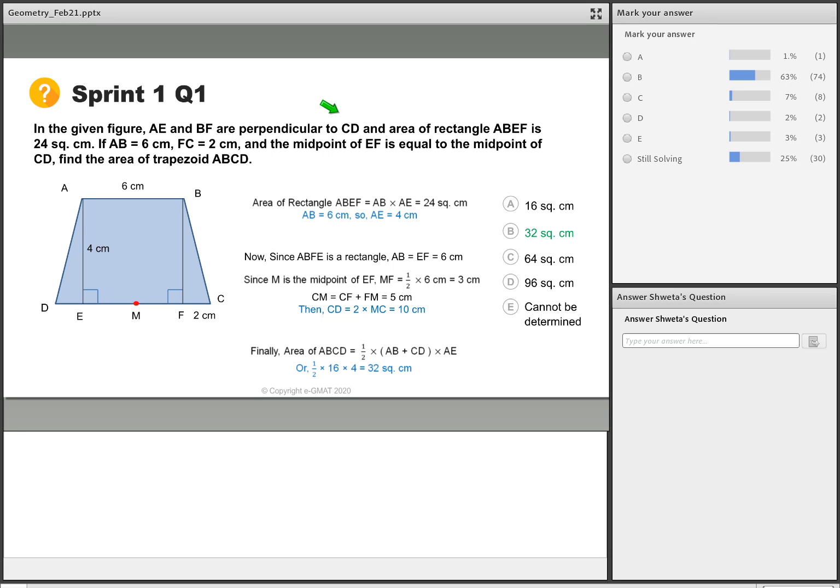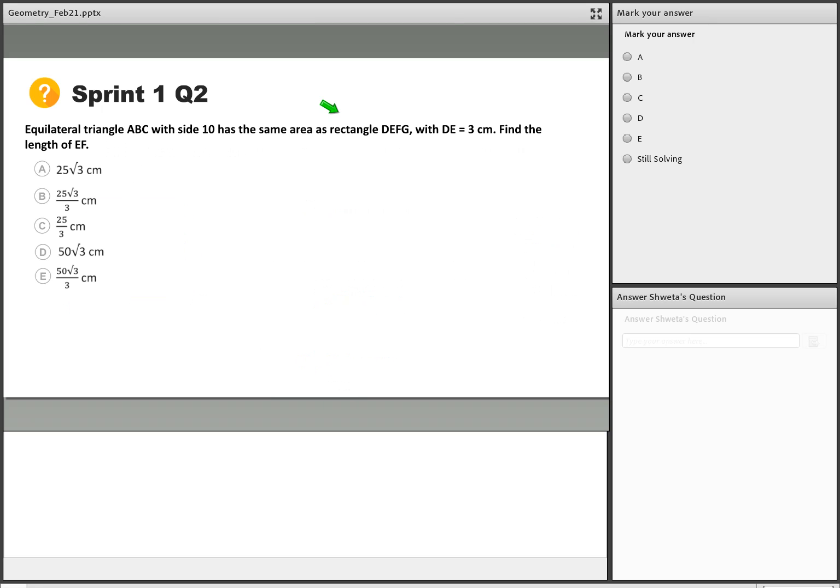So in my case here, in this particular question, we are already at 32. Before I show you the next question, again, you know the rules. I am going to clear the answers and open the poll for you so that you can click Still Solving to show me you're ready. Here is sprint question number 2 for you. Good luck.